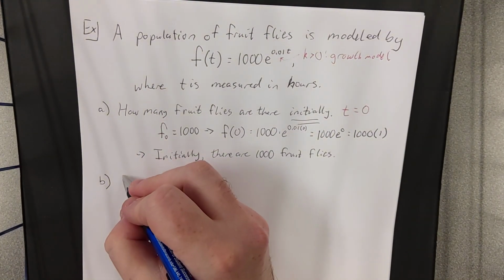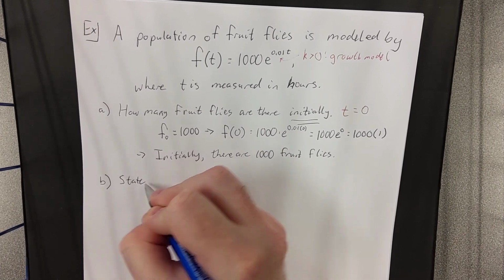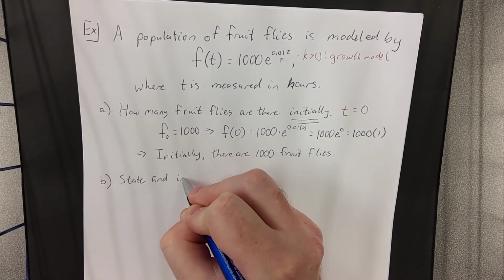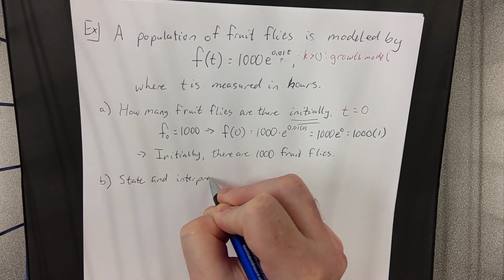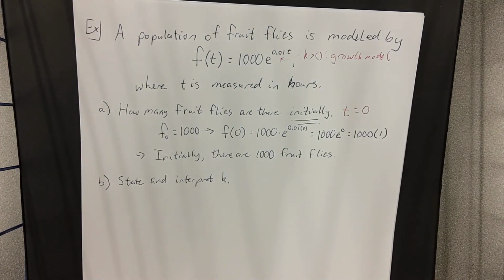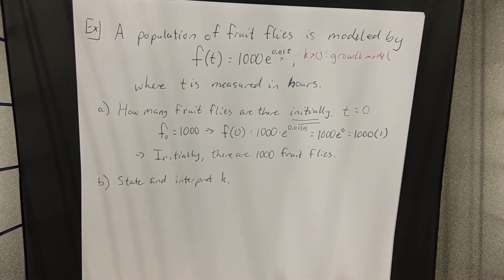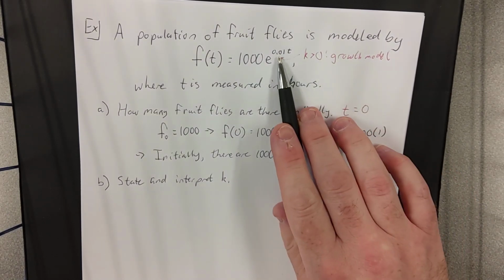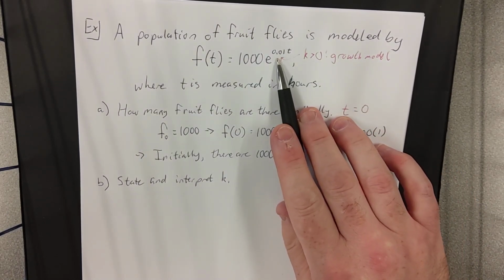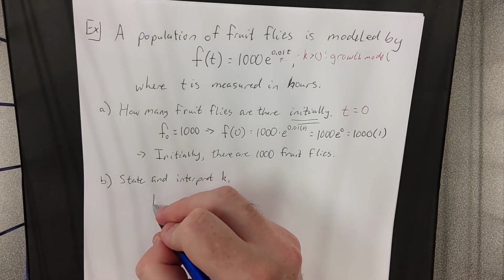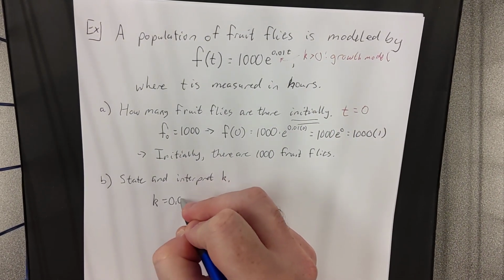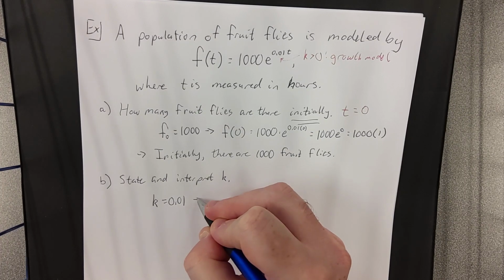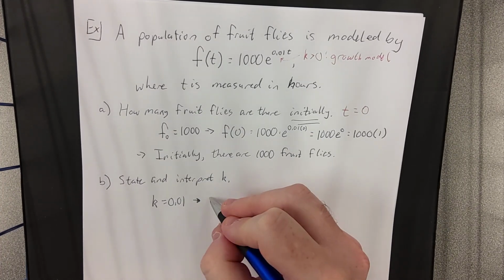Next up, we'll say state and interpret k. Now, we already pointed out up top that our k value is greater than 0, so it is a growth model. But now we can give some significance to the fact that it's equal to 0.01. So k is equal to 0.01 can be interpreted in the following fashion.